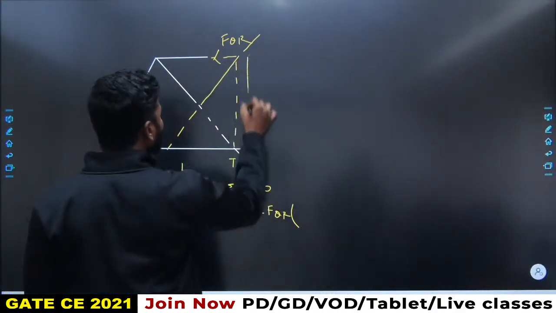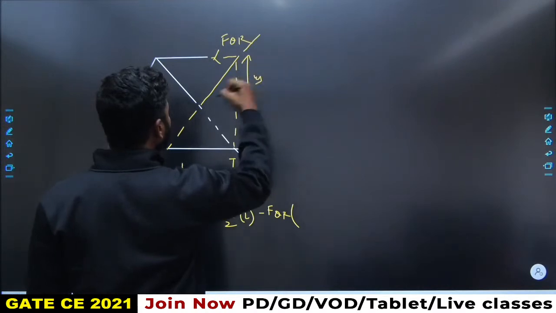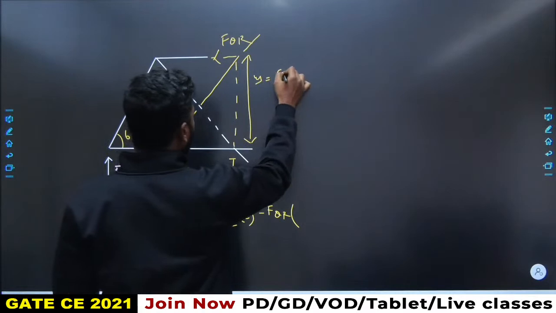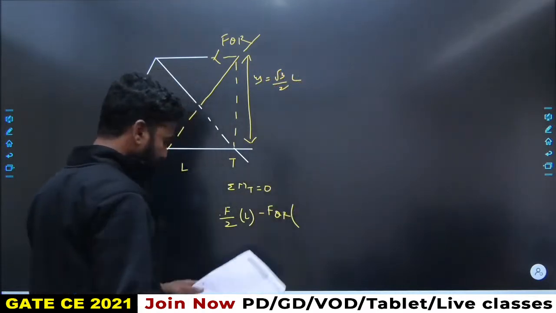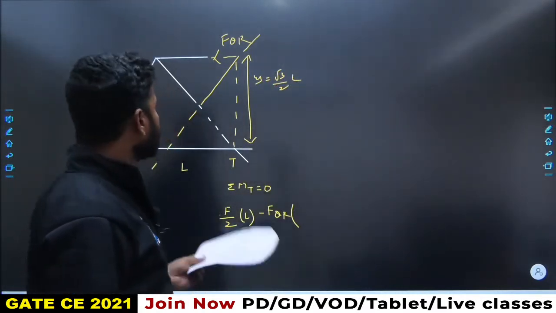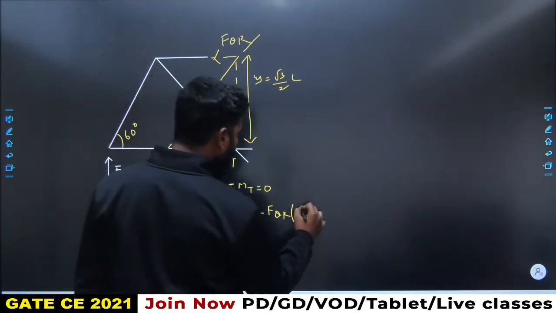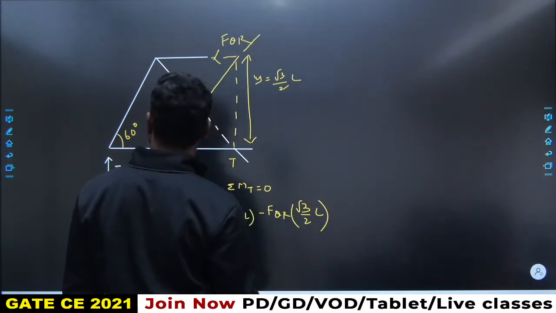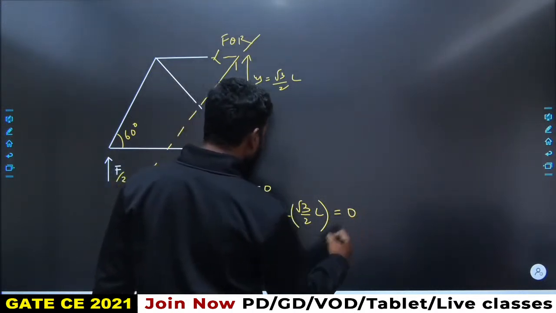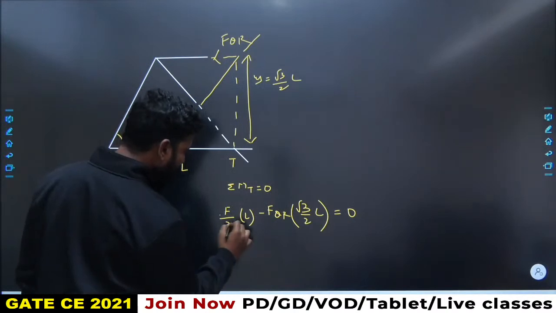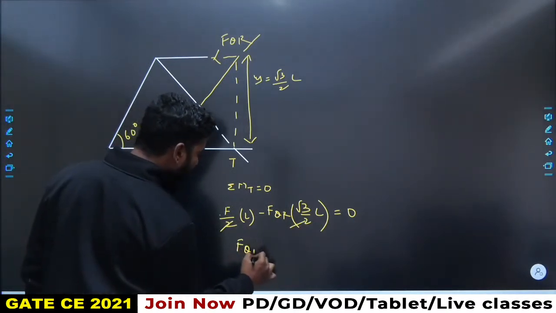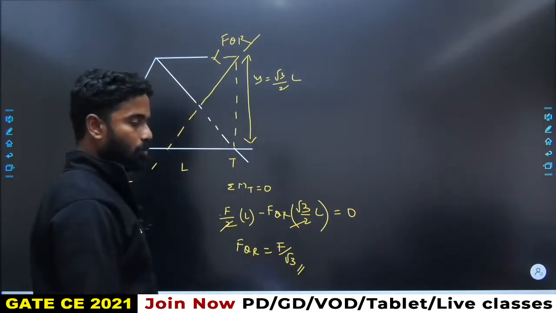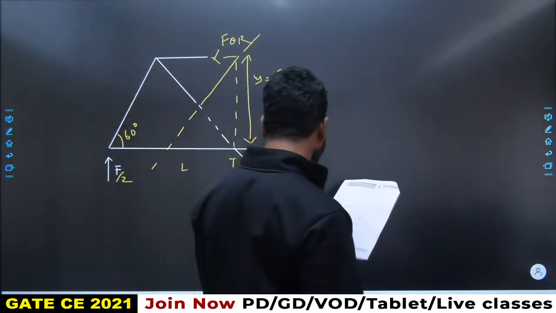So this is the vertical distance. This vertical distance is not given to me, but if I take this as some 60 degrees, so this would be equal to root 3 by 2 L. So this would be equal to root 3 by 2 L, that is equal to 0 from this. FQR is equal to F by root 3. F upon root 3.